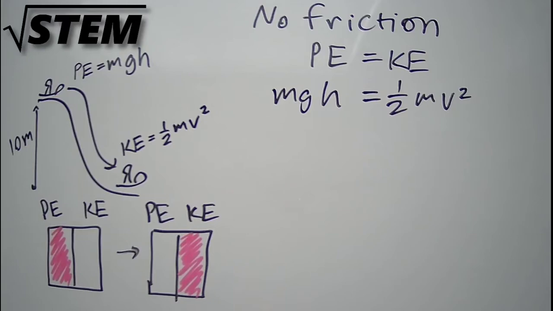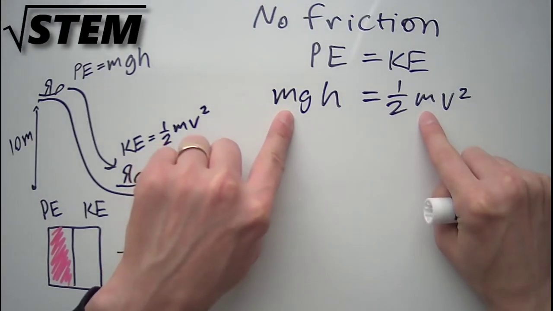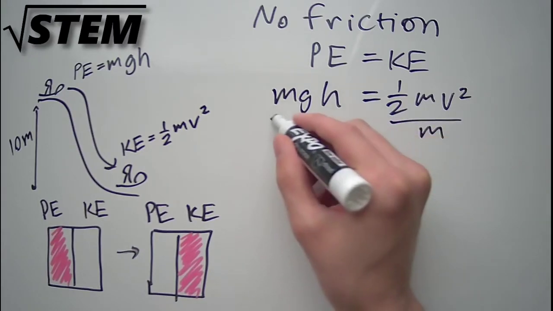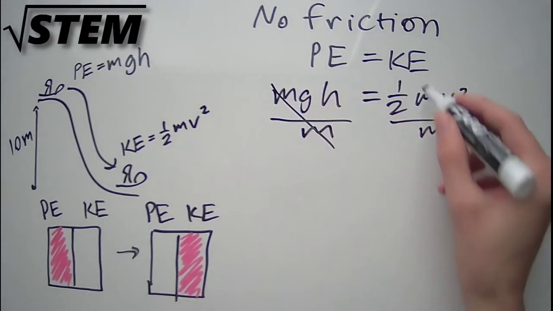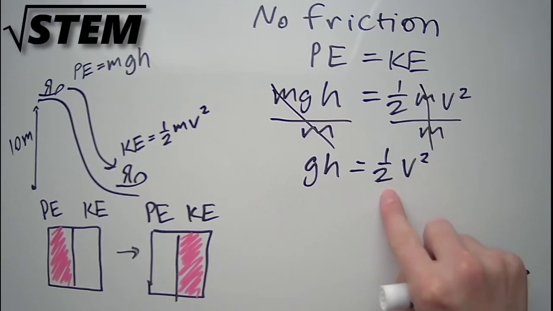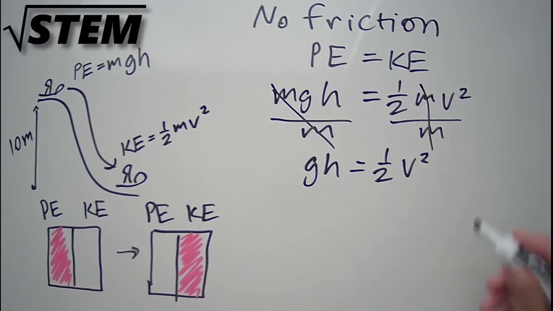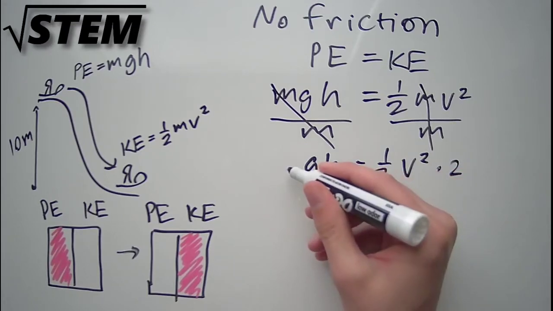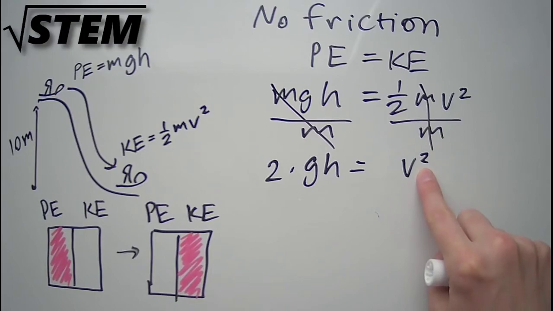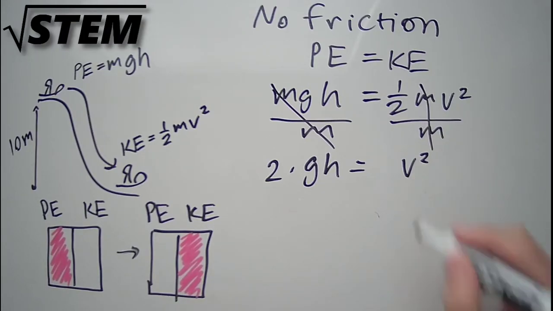So now we can go ahead and fill this in to solve for our velocity at the bottom. Now you might notice that we have mass on both sides of the equation, so we can go ahead and divide both sides by mass to just totally remove that from our equation. Our next step, to get v by itself, we need to undo this division by 2, so we'll multiply both sides by 2. That will cancel out this 1/2. Now the only thing left is to take the square root to undo this square.